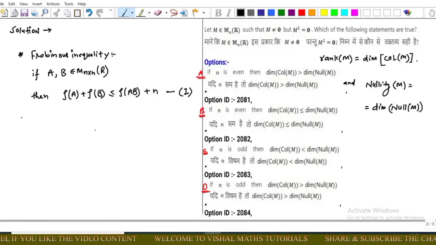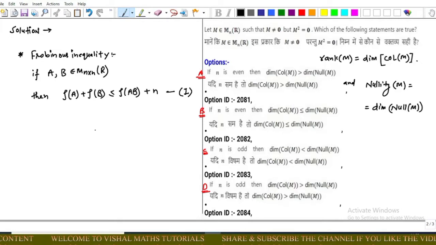This is a question of CSIR-NET, and this question is based on the concept of the Frobenius inequality. According to this inequality, if A, B belong to the space of n cross n matrices whose entries are from R, then rank of A plus rank of B is less than or equal to rank of AB plus n. Now using this result, we can solve this question easily.